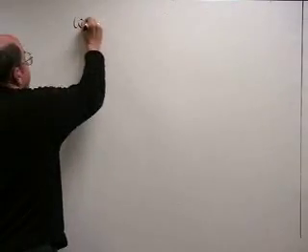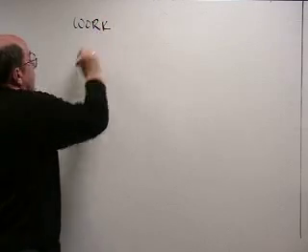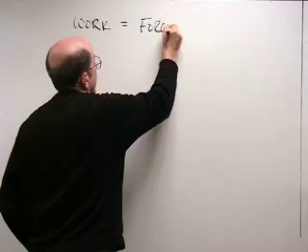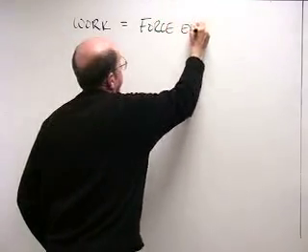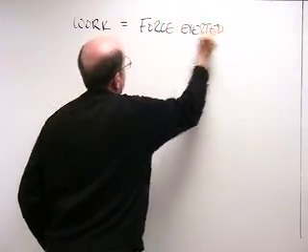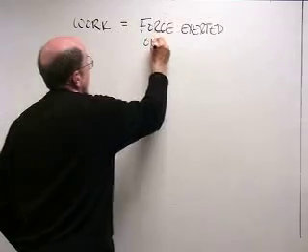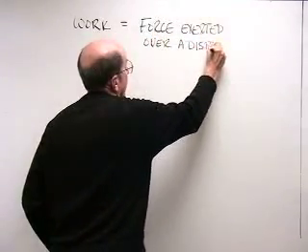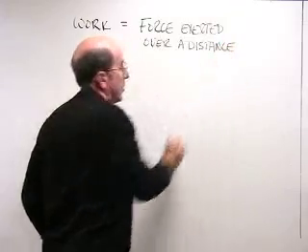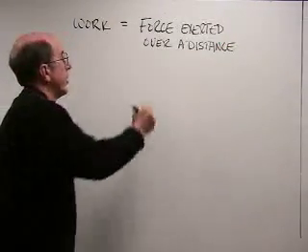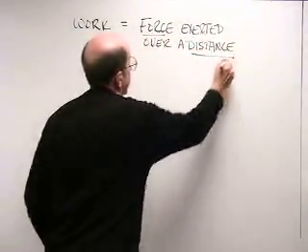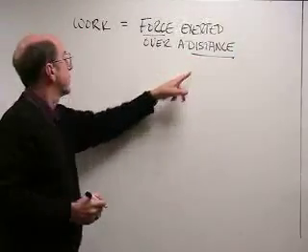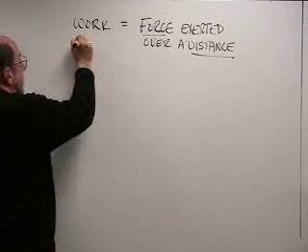So work. In high school, you probably heard this as force exerted over distance. The two operative terms are the force and the distance. Notice the force is a vector. This is a vector. Work actually is a scalar, has no direction.